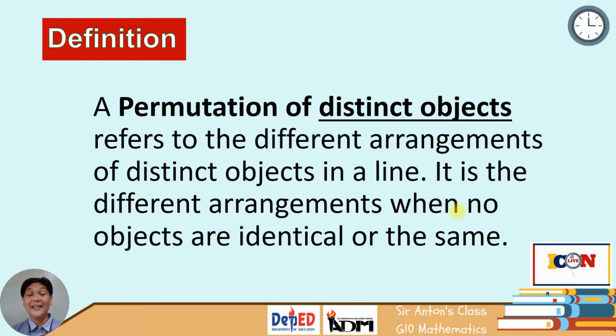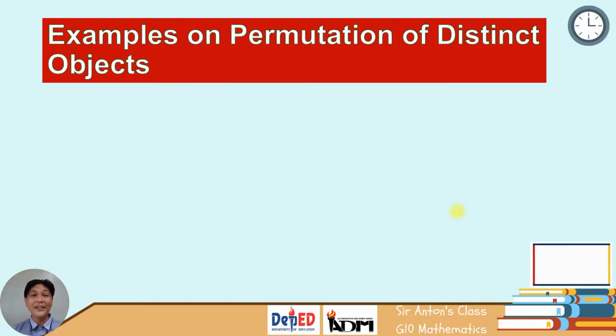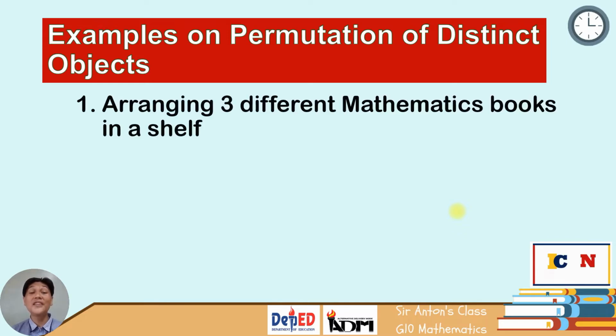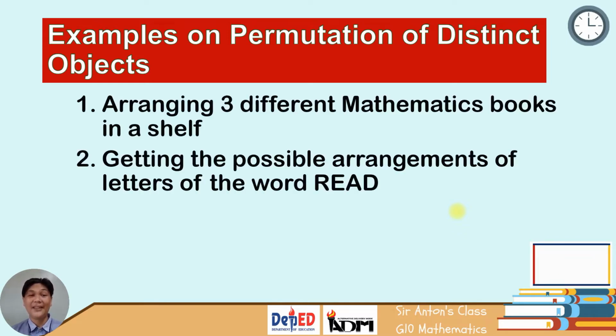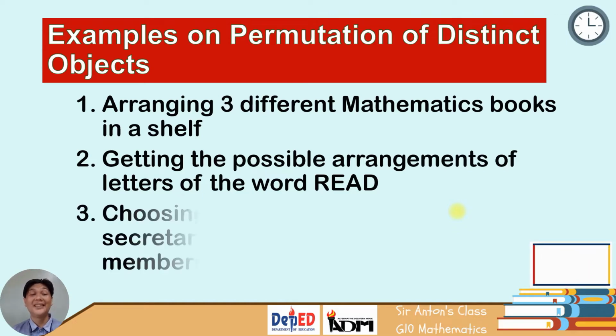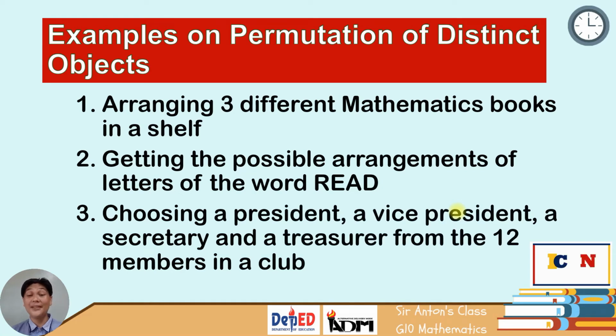Definition: a permutation of distinct objects refers to the different arrangements of distinct objects in a line. It is the different arrangements when no objects are identical or the same. Examples: arranging 3 different mathematics books in a shelf; getting the possible arrangements of letters of the word read; and choosing a president, a vice president, a secretary, and a treasurer from the 12 members in a club.